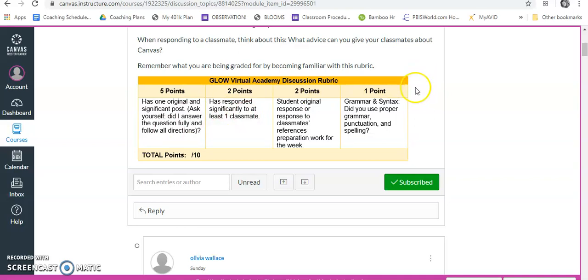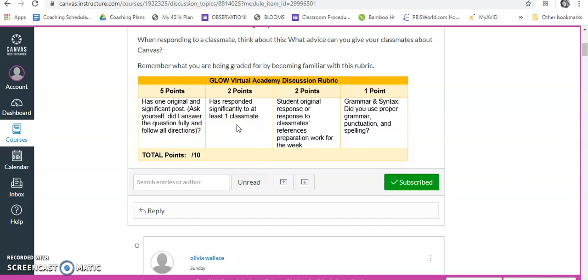If you don't know what a rubric is, it's something that helps us know how we're going to be graded. If we look at this box right here, it tells us that our discussion board is going to be out of 10 total points. So let's figure out how we earn those 10 points. First, we receive 5 points if we have an original and significant post. So we can ask ourselves, did I answer the question fully and follow all directions? You can get 2 more points if we have responded significantly to at least one classmate.